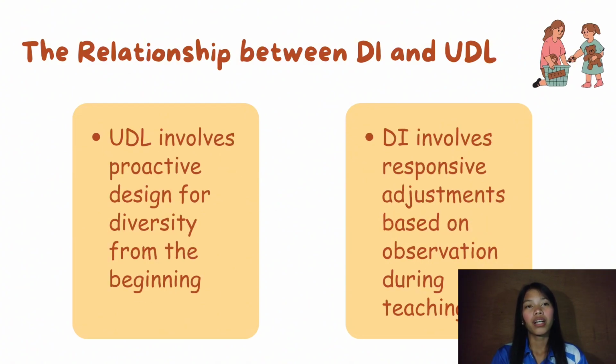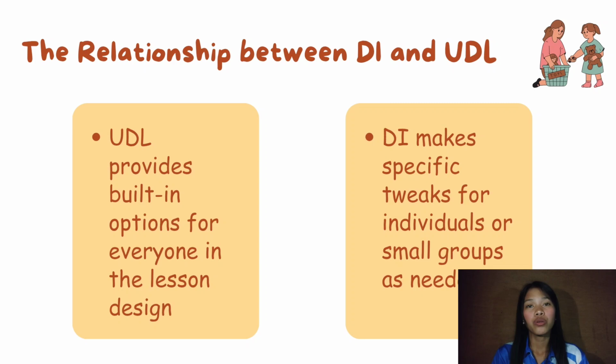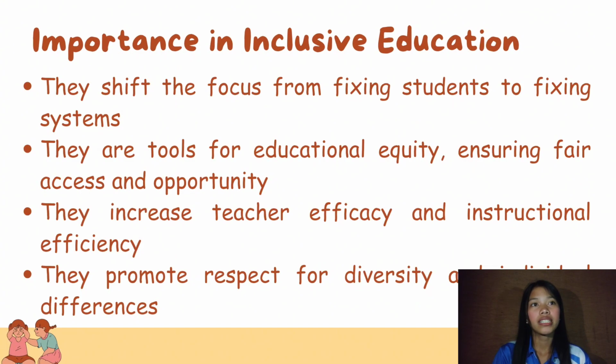UDL is proactive design for diversity at the planning stage. DI is responsive adjustment based on real-time observation during teaching. So in practice, UDL provides the built-in menu of options for everyone in your lesson design. DI is how you make specific tweaks from that menu for an individual or small group who needs something slightly different. Next is the importance in inclusive education.